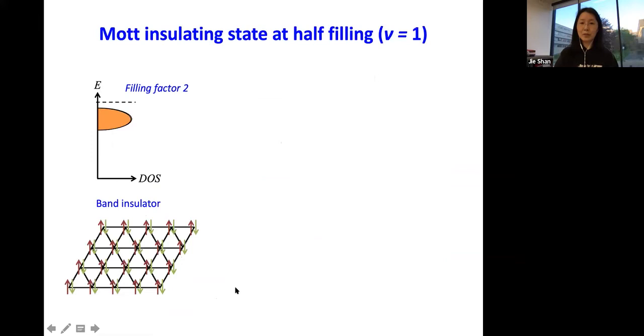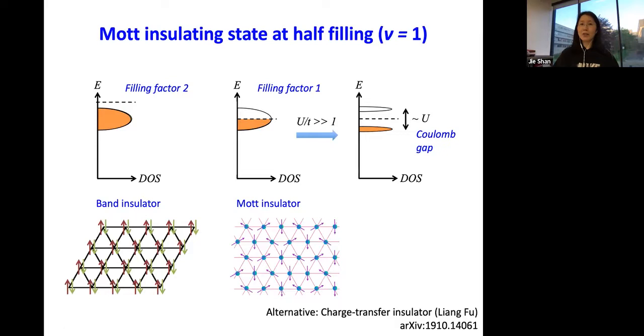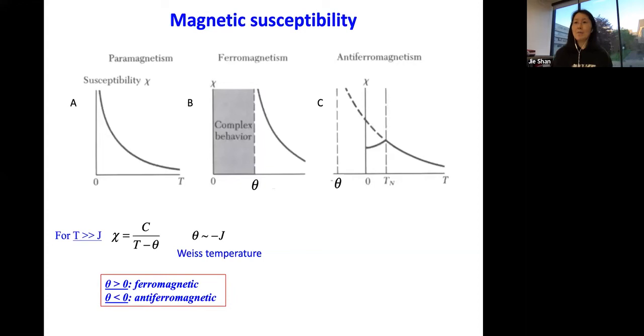One very important ingredient for Mott insulating state is actually the magnetic interaction, because after the charges are localized, the ground state and the low energy state actually is determined by the magnetic interaction between those localized local moments. So this is something we're going to look at next. To gain insights into the magnetic interaction, we would like to measure the magnetic susceptibility, in particular, the temperature dependence of the magnetic susceptibility.